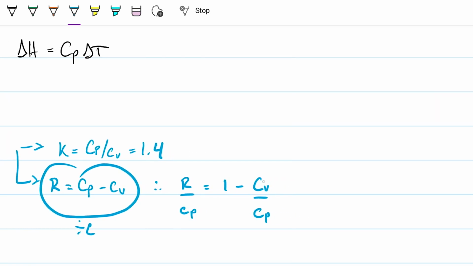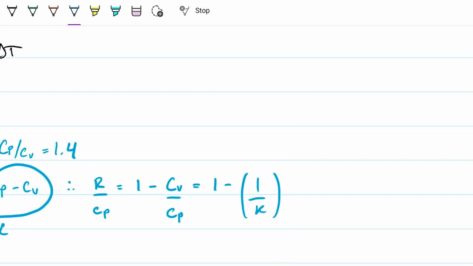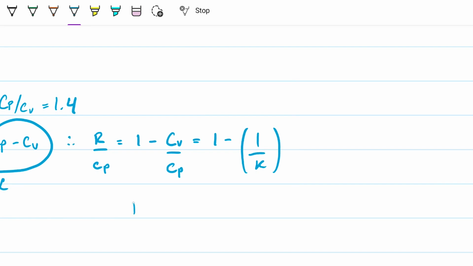And what I can do now is this is 1 over K. So this equals 1 minus 1 over K. And now I can multiply back the C sub P, so I'm going to get R equals C sub P minus C sub P over K. Because K is also related to C sub P, I can go once again. Let me think about this. There's probably an easier way to do this. No, I know what I'm going to do.